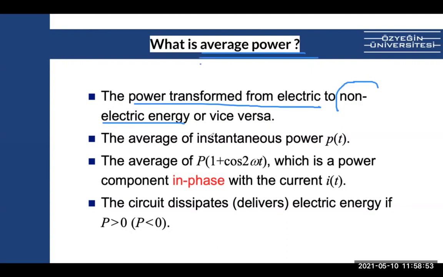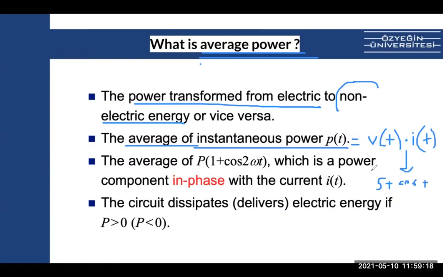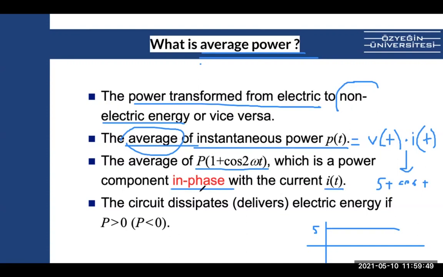The instantaneous power is p(t) equals v(t) times i(t), and the mean of this power is your average power. When you multiply these things, you might have 5, cosine, sine, and so on. And when you take the average of this, you'll eventually have the DC component. Here it is probably 5, okay? And that is basically your average power, the average of that instantaneous power. As you remember from the previous slides, the average of this is in phase with the current. That's why we call it in phase. And you already know this: the circuit dissipates electrical energy if the power is bigger than 0.